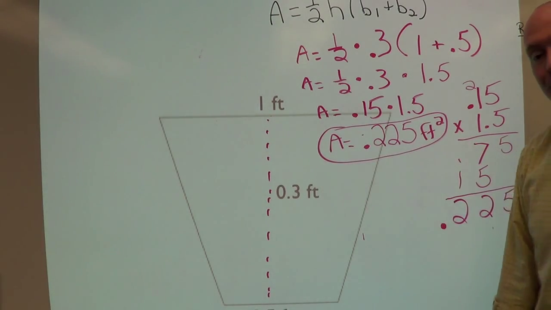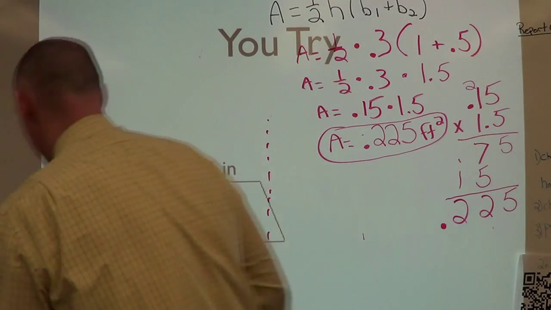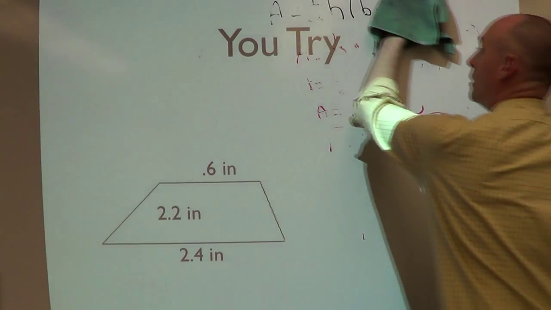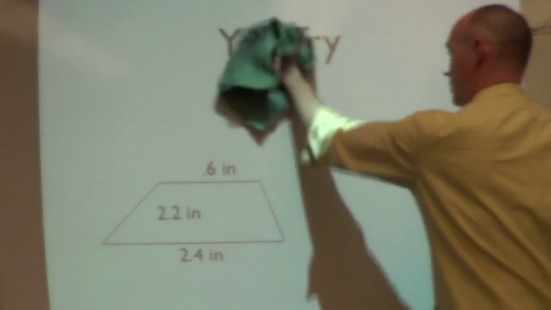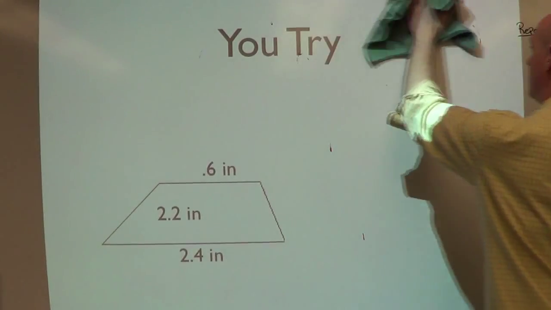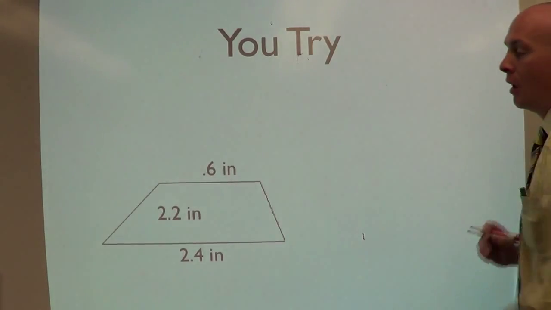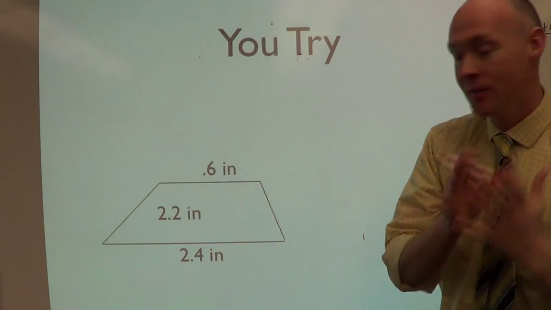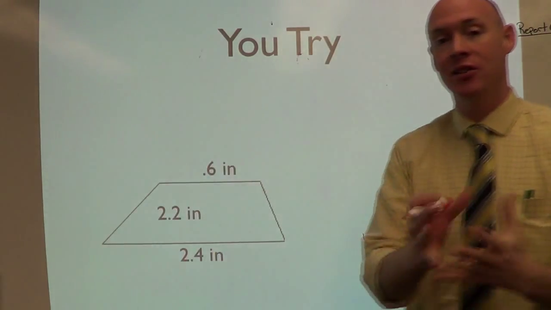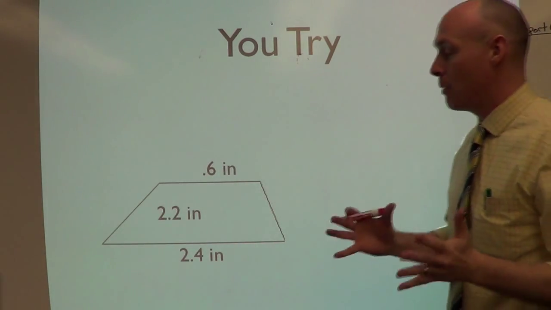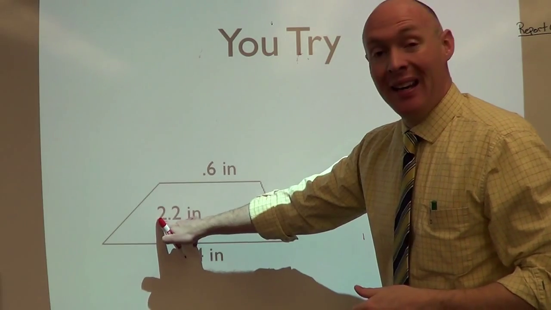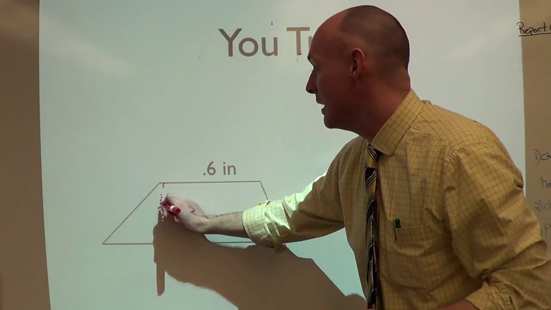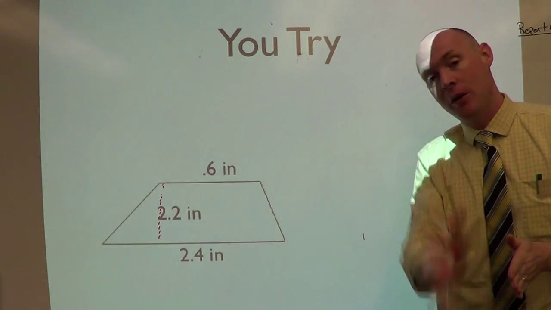Okay. I gave you one to try on your own. Let me erase my work so we can look at it. Okay. First thing I look at, since we're dealing with trapezoids, I have one pair of parallel lines. These two would go on to intersect, so I know it is a trapezoid. So we're just going to stick with our formula. This right here, 2.2 inches, that is going to be the height. So please draw a little line there to show you that that is the height.